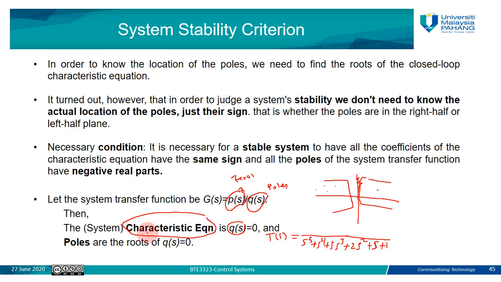So poles are the roots of Q(s). That means you take this equation, put it equal to 0, then solve this equation to find the value of s. If you have s to the power of 5, that means you have 5 solutions. If you have s to the power of 4, you have 4 solutions. If you have s to the power of 2, you have 2 solutions, and so on. So you are going to find the roots of this equation. After you find the roots, you say, our roots are all negative, so our system is stable. If one root is positive, the system is unstable.